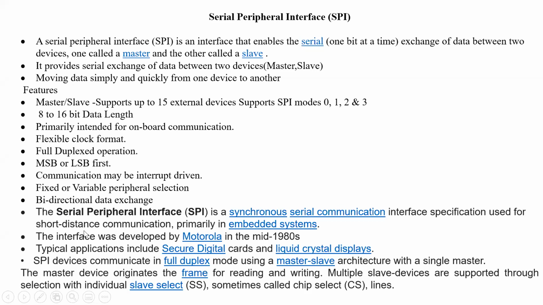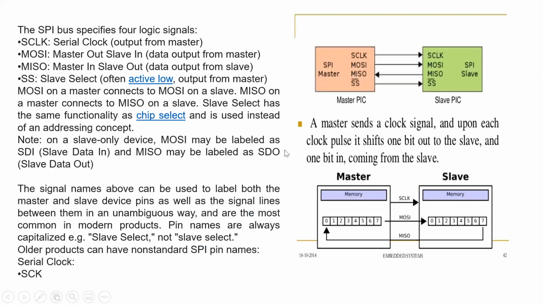So the main point is SPI is the Serial Peripheral Interface. And it is mainly used in embedded systems, developed by Motorola in the mid 1980s. And it is a full duplex mode of communication. That is the thing. Now you will go on to the 4 lines there. You understand? It's a very important diagram.